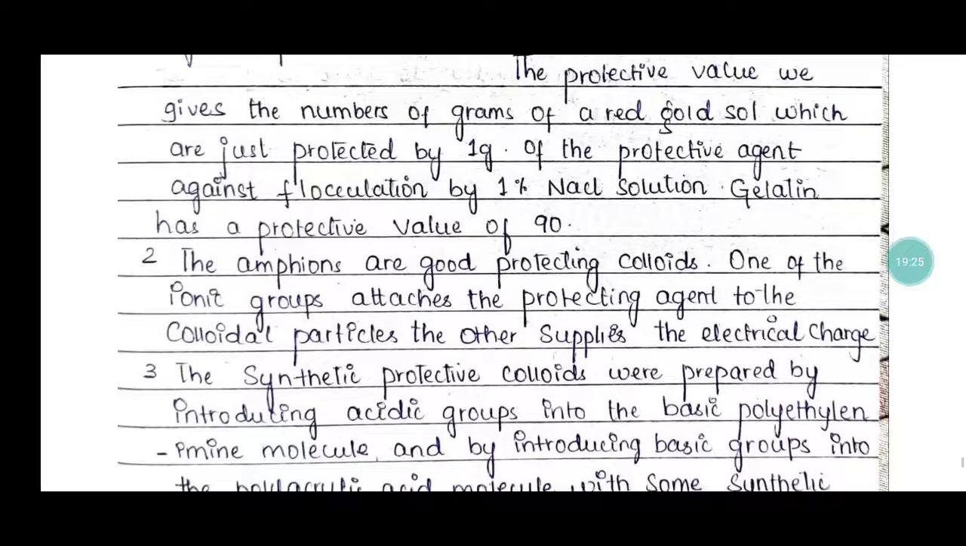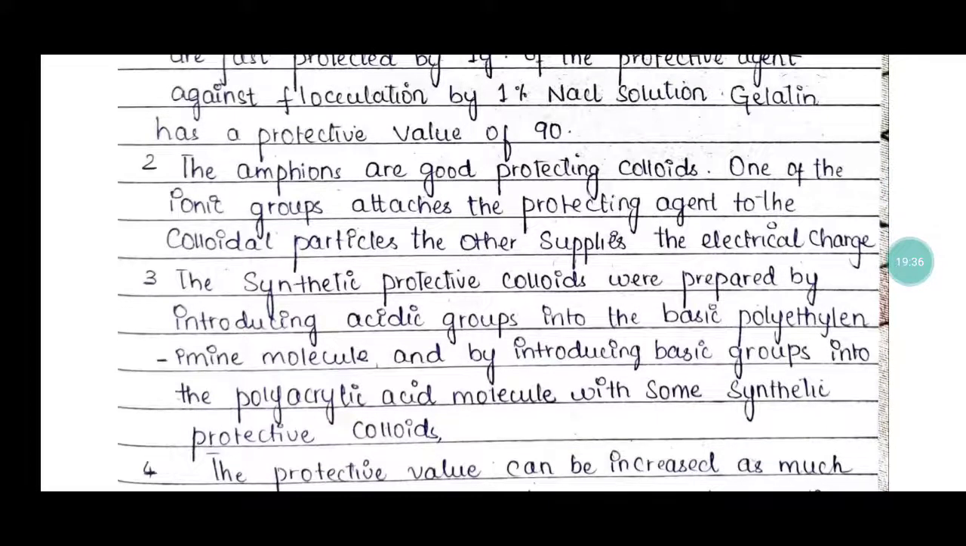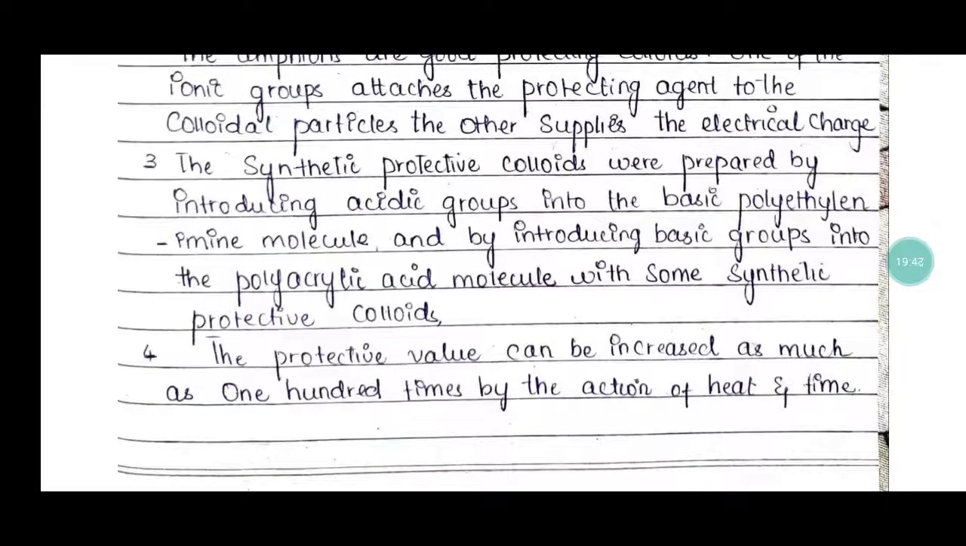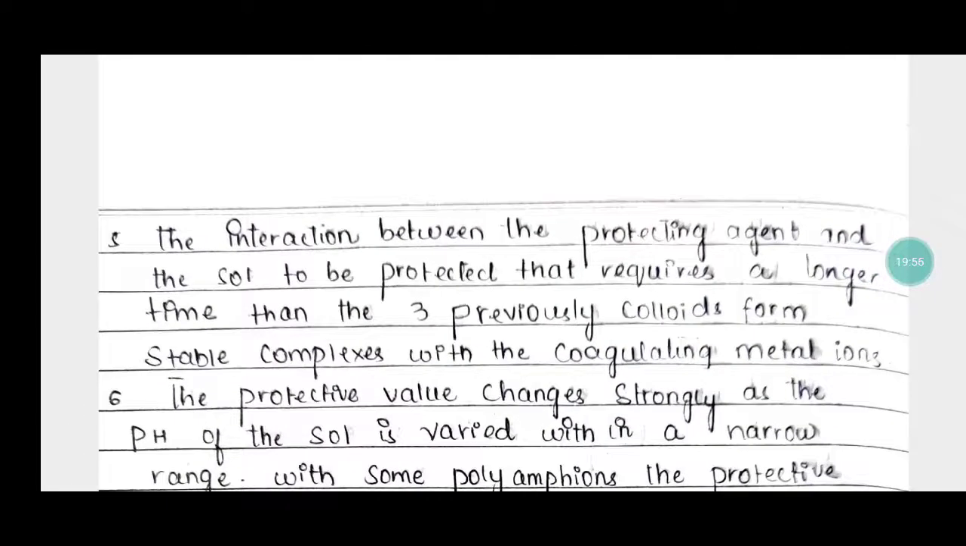Next are the synthetic protective colloids. They were prepared by introducing an acidic group into basic polyethylene amine molecules, and a basic group into polyacrylic acid molecules. With some synthetic protective colloids, the protective value can be increased as much as 100 times by the action of heat as well as time. The interaction between the protecting agent and the sol to be protected requires a longer time than with the previously formed colloids.